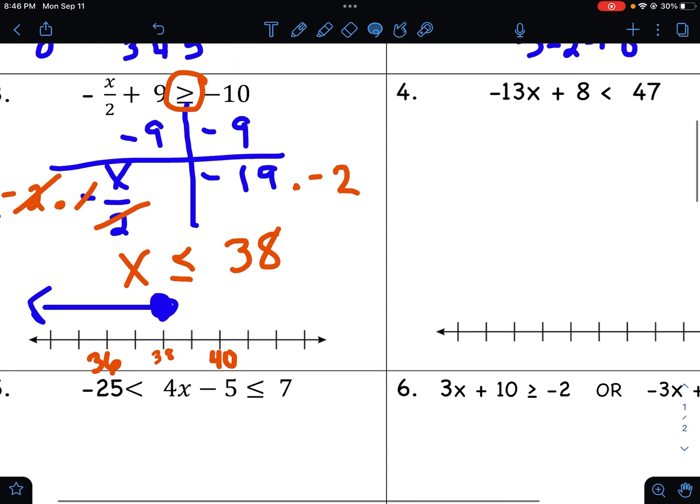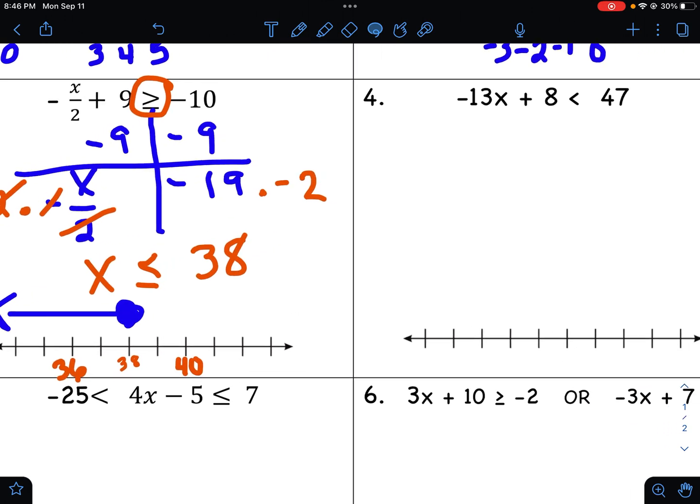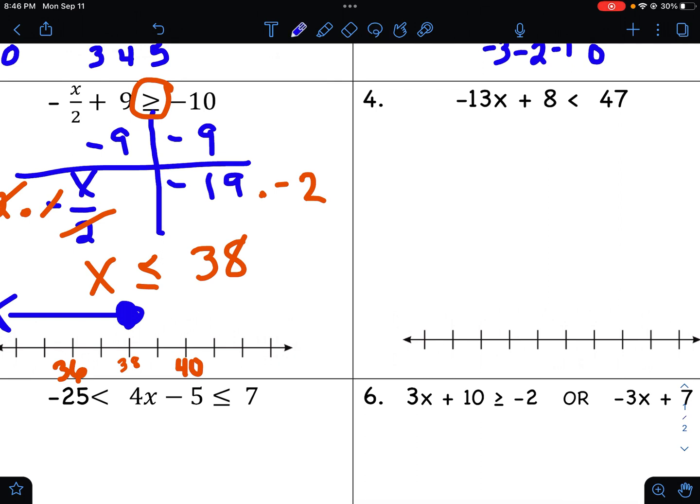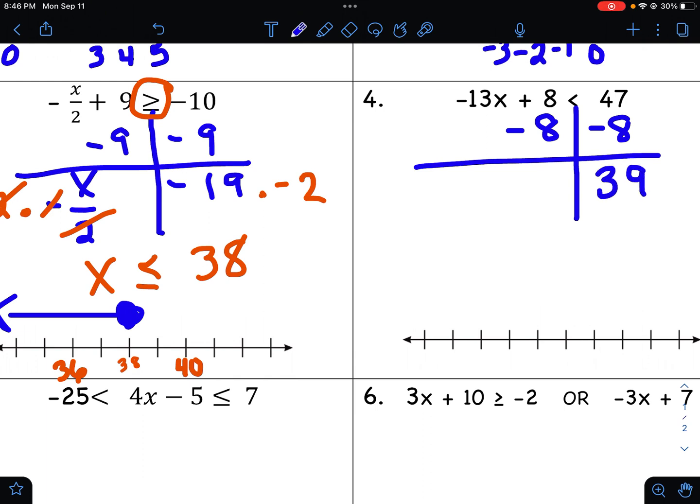All right, so let's do the same thing for question 4. Again, you're going to start with the line coming down from the inequality symbol, just like you would the equal sign. And you're going to go ahead and solve them. So subtract your 8 from both sides. That would make that 39.